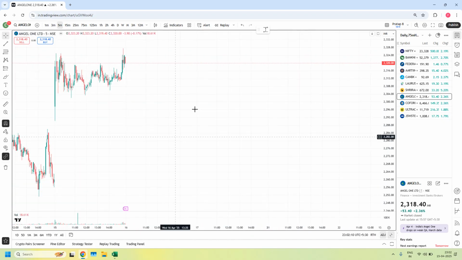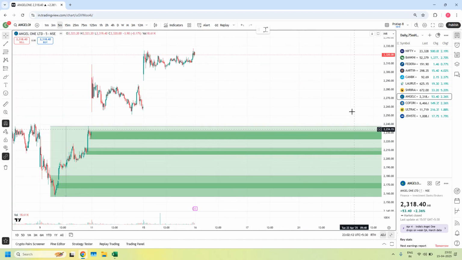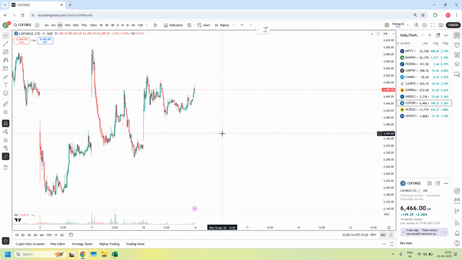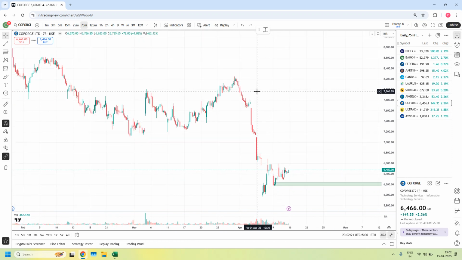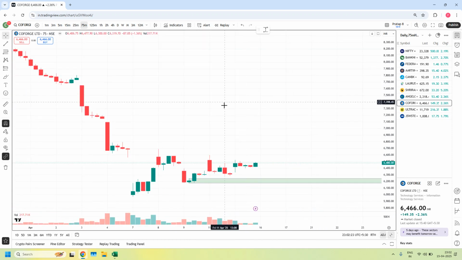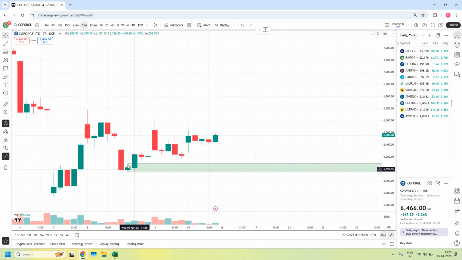But anyway, today price did not enter into this zone. We didn't get a trade. And Coforge is a 75 minutes high liquidity zone. Drop base rally. Why I didn't fine tune?